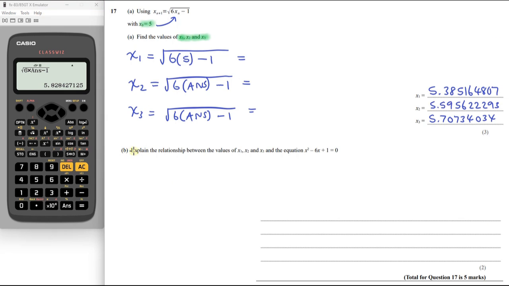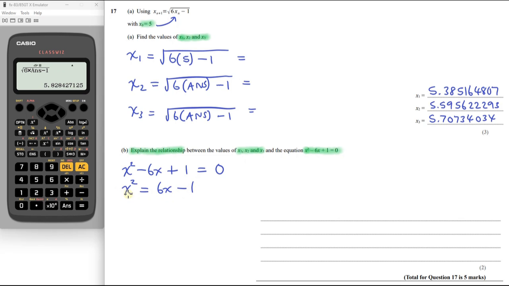So part B says explain the relationship between the values of x1, x2 and x3 and the equation x squared minus 6x plus 1 is equal to 0. So what we need to do is rearrange this equation to get x on its own. So we've got x squared minus 6x plus 1 is equal to 0. First of all, let's get x squared on its own. To do that, I need to add 6x to both sides and subtract 1 from both sides. So we'll be left with x squared is equal to 6x minus 1.